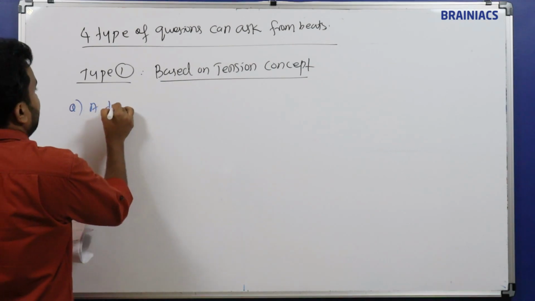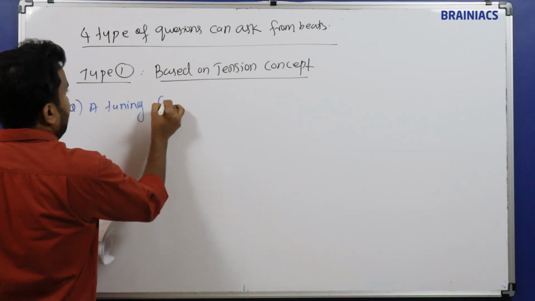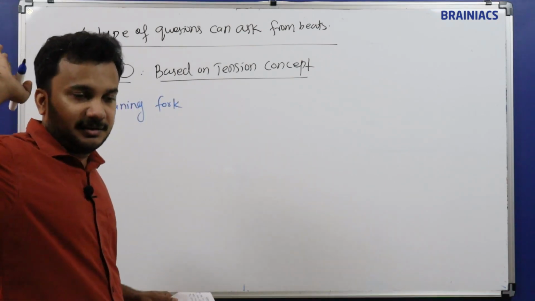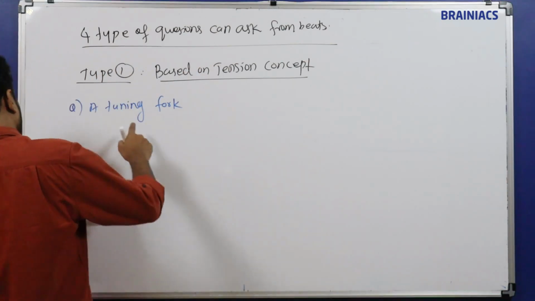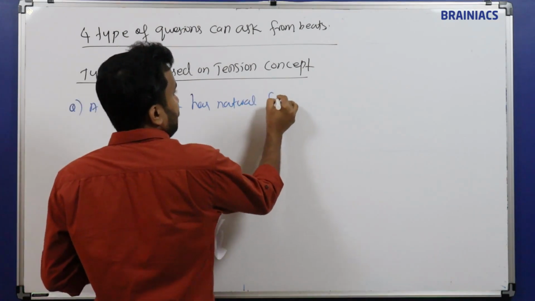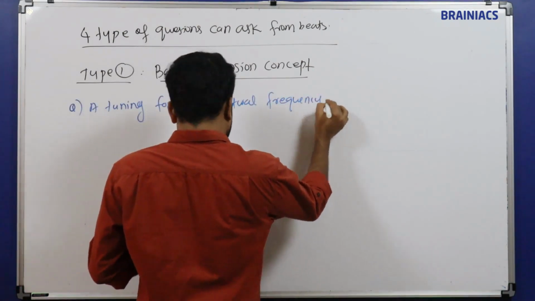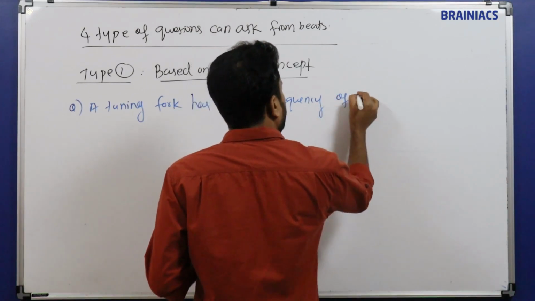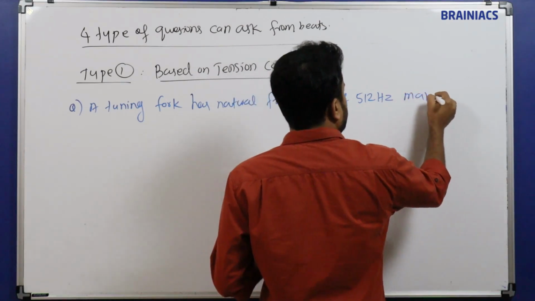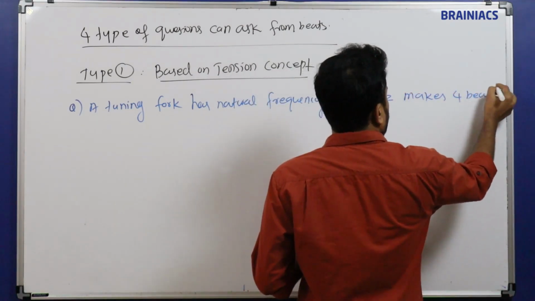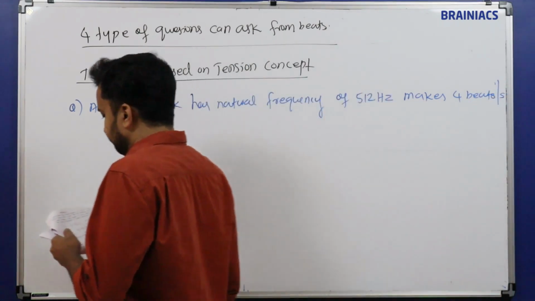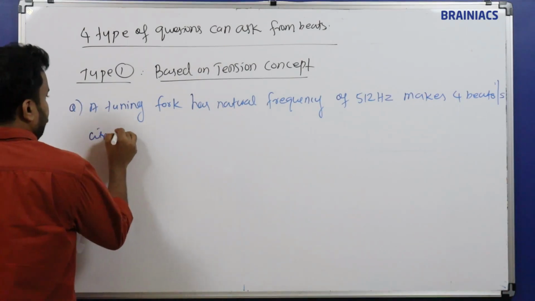A tuning fork has a natural frequency of 512 hertz, makes 4 beats per second with a piano.